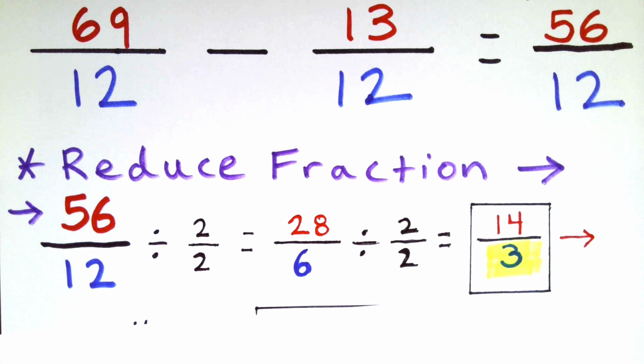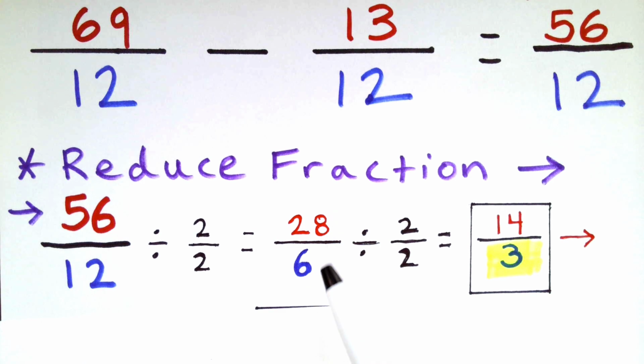All right, if you said 2, you're absolutely correct. So 12 divided by 2 is 6. I know that because 2 times 6 is 12. 56 divided by 2 is 28. I know that because 2 times 28, or 28 plus 28, is 56. So I can reduce 56 twelfths by dividing 2 into top and bottom. That gives me 28 over 6.